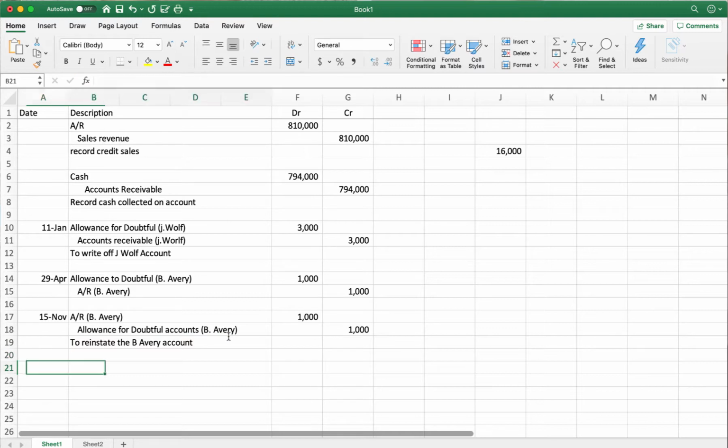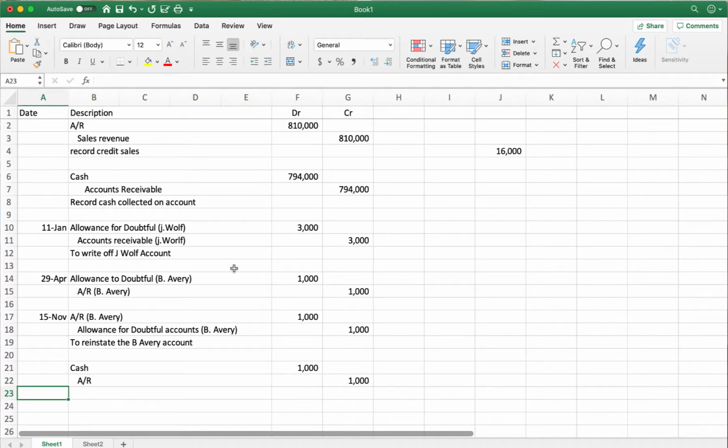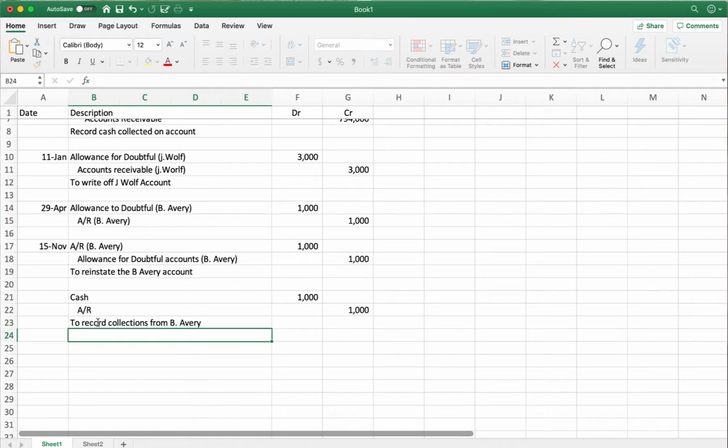Okay. Now, the next thing I need to do is recognize that he paid me. Cash, debited for $1,000, crediting accounts receivable, get it off the books now because he paid us $1,000. What am I doing here? Well, I'm showing that I recorded collections. To record collections from B. Avery. Perfect. Okay.